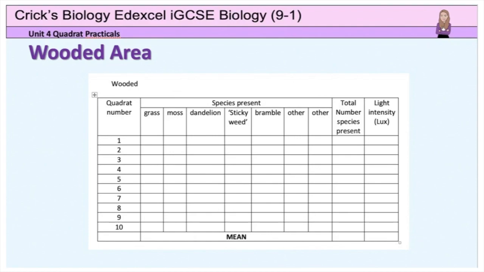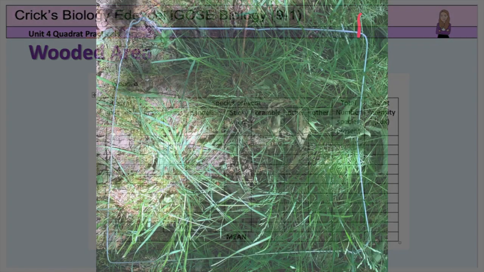It is slightly easier to spot the different species in each of these quadrats, so this time I will show you the photos first. I suggest you freeze each one to get a careful look at the plants. Record what you think you can see and record the light intensity, then check your results with each following video.